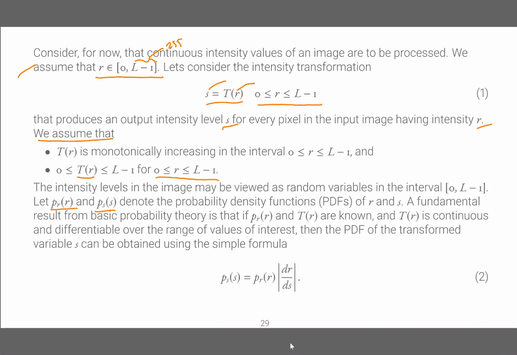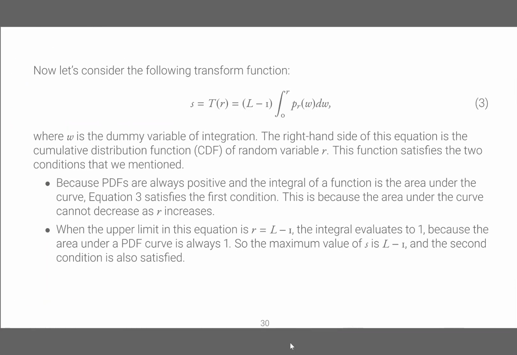The fundamental result from basic probability theory is that if p_r(r) and T(r) are known, and T(r) is continuous and differentiable over the range of values of interest, then the PDF of the transformed variable s can be obtained using this simple formula: p_s(s) equals p_r(r) times the modulus of dr by ds. Okay, remember that. All right, now let's consider the following transformation.